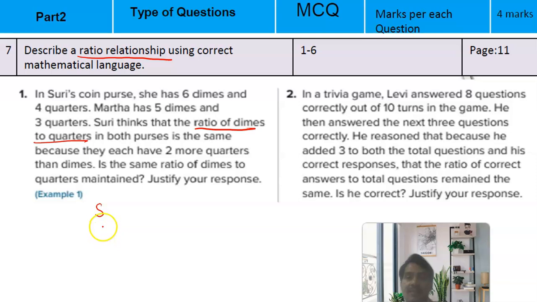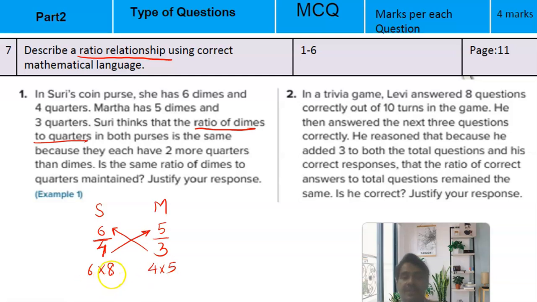Suri, dimes to quarters is 6 by 4. And in Martha's purse, it is 5 by 3. So which one is bigger? Which fraction is bigger? The best way to understand is you can either divide it or you can do something called cross multiplication. This is a very good idea to find which fraction is big. So 6 times 3 we will do here, 4 times 5 we will do here.